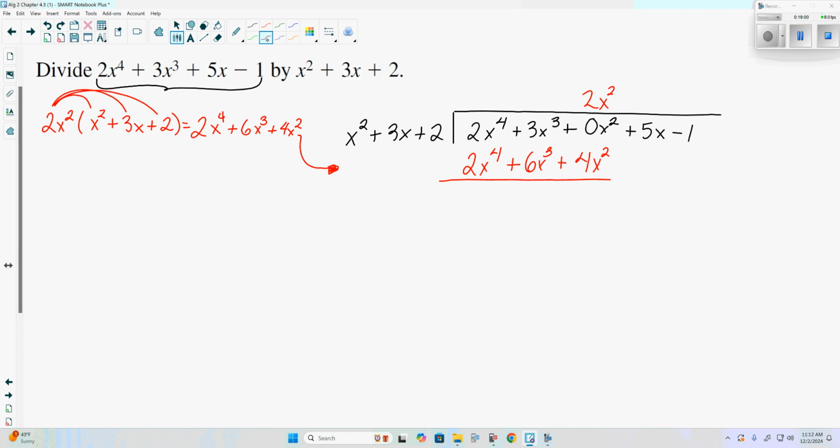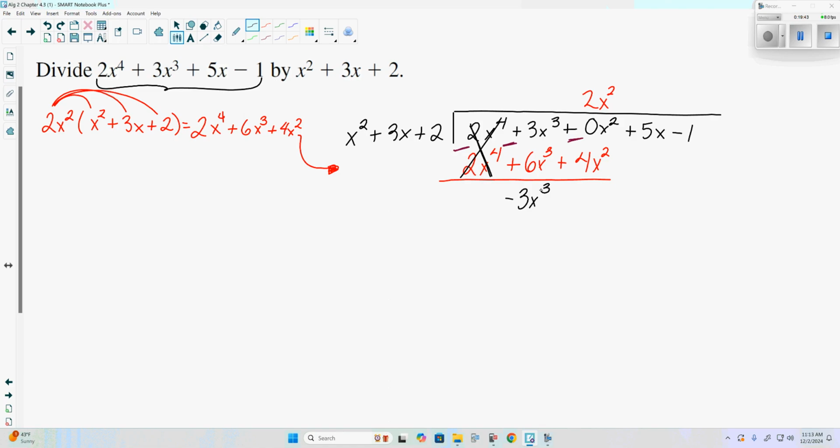Questions on this so far? And then what are we going to do? We're going to subtract all three. Now the first one, 2x to the fourth minus 2x to the fourth, is 0. And that's what we want to have in each time. Now the rest can become 0 or they can become a number. It really doesn't matter. 3x cubed minus 6x cubed is negative 3x cubed. Since they both have x cubed, our answer will have x cubed.